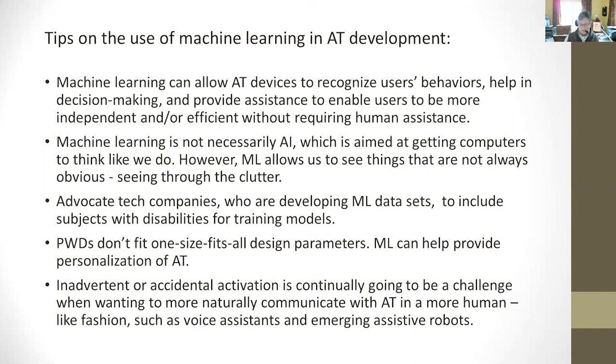And lastly, as a word of caution, as we are beginning to naturally communicate with AT in a more human and more effective way, and as we incorporate them in our homes, such as voice assistants, Google or Alexa, or even collaborative robots, inadvertent or accidental activation is going to happen. So we need to think of how we can look at these types of challenges.